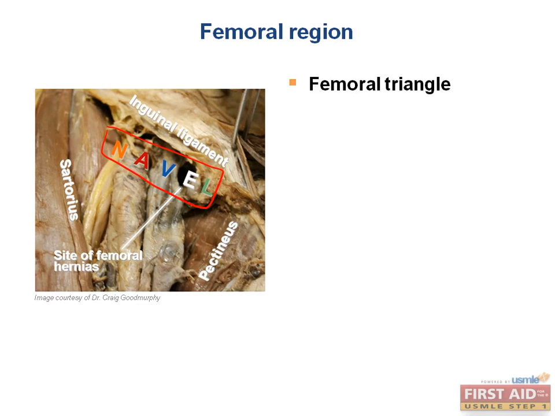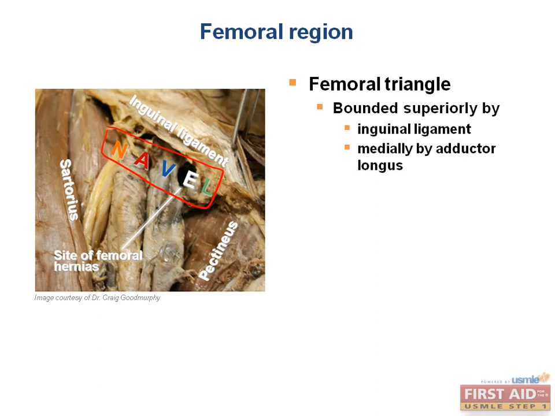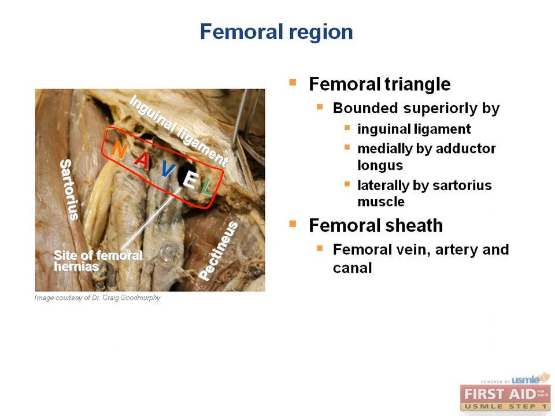What is the femoral triangle? Well, the femoral triangle is bounded superiorly by the inguinal ligament, medially by the adductor longus muscle, and laterally by the sartorius muscle. This triangle contains the femoral vein, artery, and nerve. The femoral sheath is a fascial tube below the inguinal ligament that contains the femoral vein and artery, as well as the canal, but does not contain the femoral nerve.